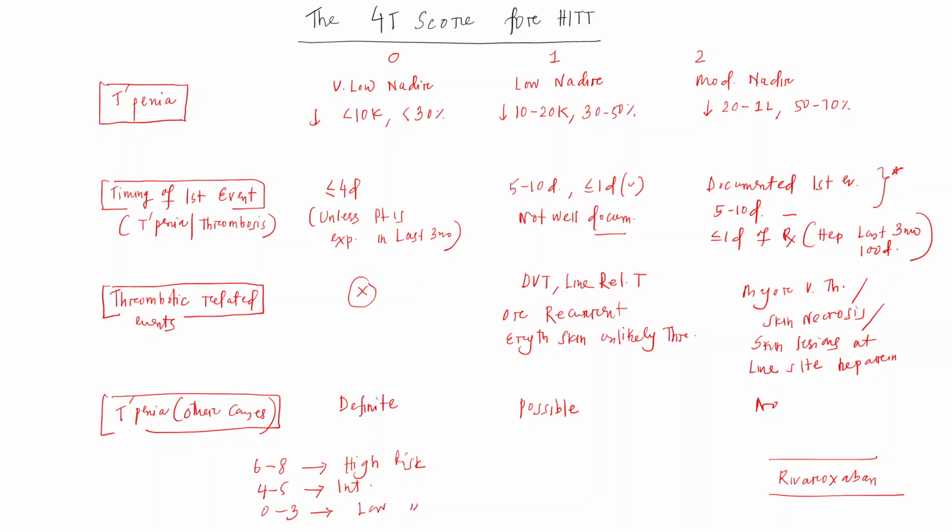Okay, so bivalirudin or lepirudin or argatroban or rivaroxaban can be given, and fondaparinux can also be given, but is less preferred. So this is about the 4T score of HITT.